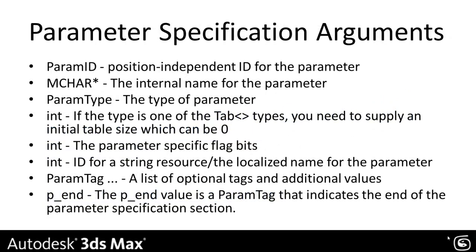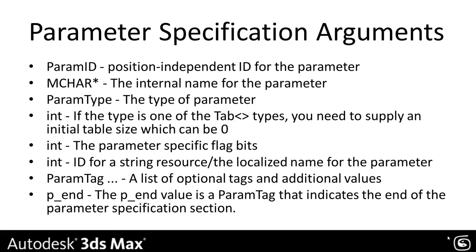So the parameter specification arguments are laid out here. You need to have a param ID, which is basically the index or the position in the parameter block. You need to have the internal name for the parameter. This is provided as a Unicode string. You need to have the type of the parameter. And then you need to have a flag to tell it whether the type is one of the tab types. So tab is a 3ds Max specific table, which is like an array.